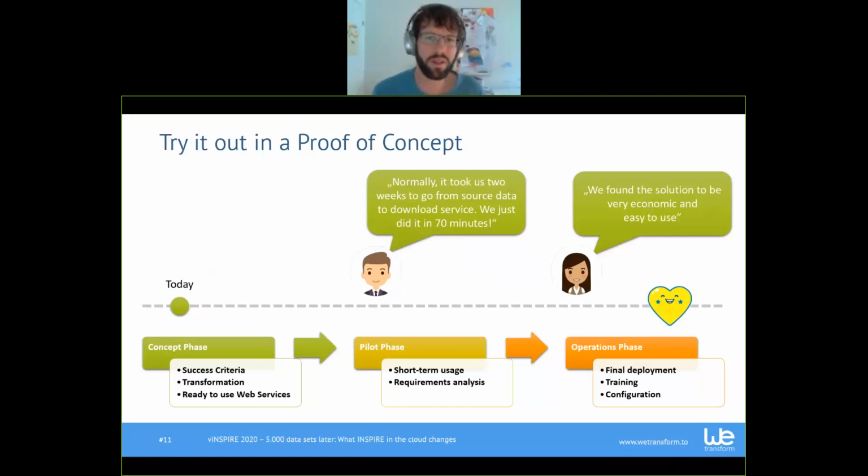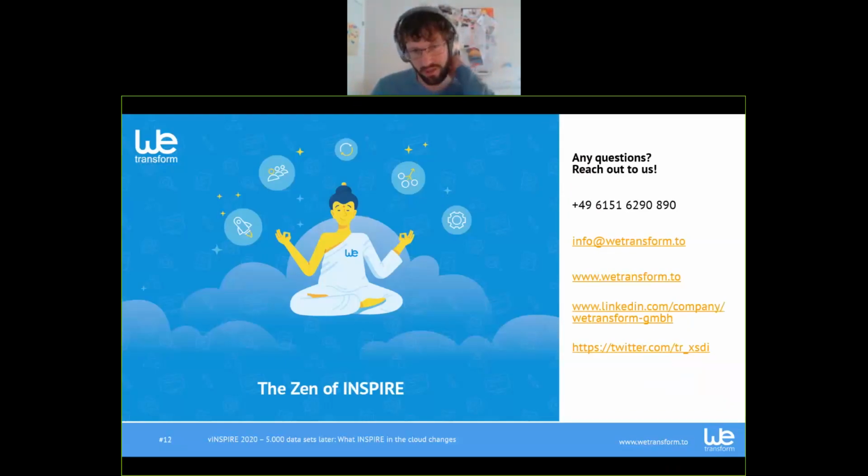The feedback that we're getting is like the one that we see above, also from somebody who went through that. It normally took them two weeks to go from source data to download service, and in the proof of concept, they were able to do it in 70 minutes. We typically then transition into a pilot phase. That means you utilize it at a smaller scale before you go to a full-scale operations phase, where you also decide on the final deployment that you want to use.